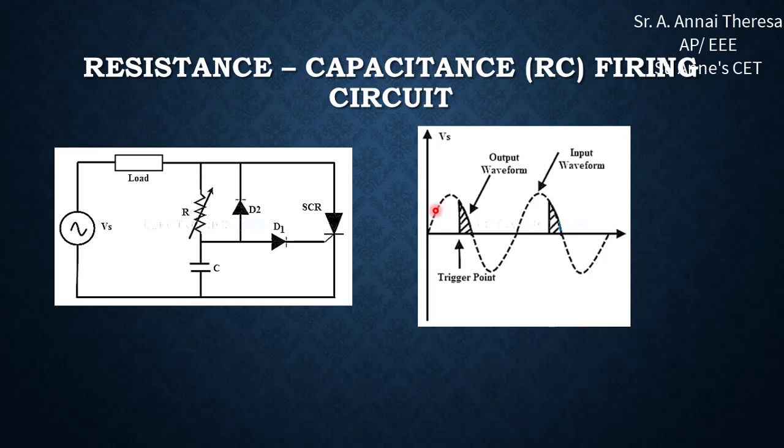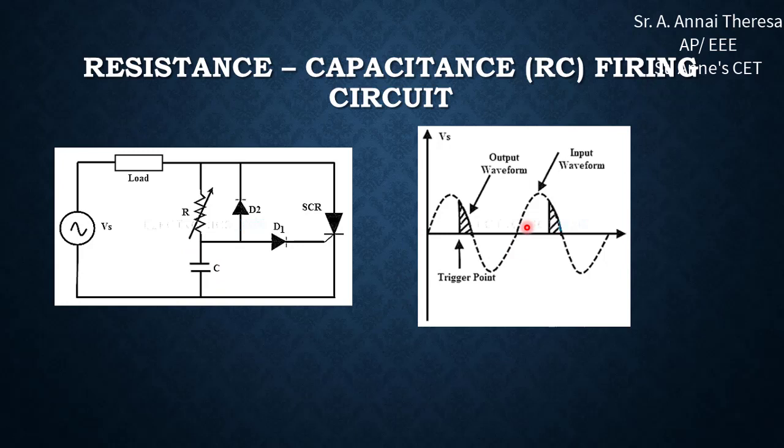So what will happen during the negative half cycle? During the negative half cycle, this capacitor charges with the lower plate positive and the upper plate negative. It is charged up to Vmax voltage through this diode D2. This minus Vmax voltage remains across this capacitor till the supply voltage reaches zero crossing.